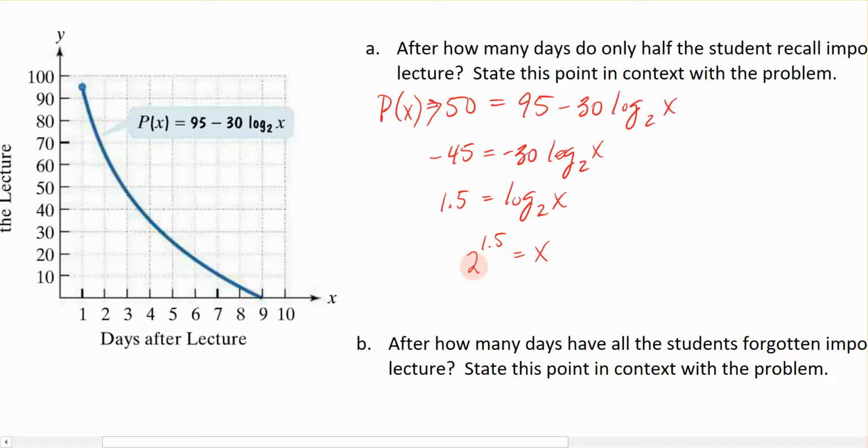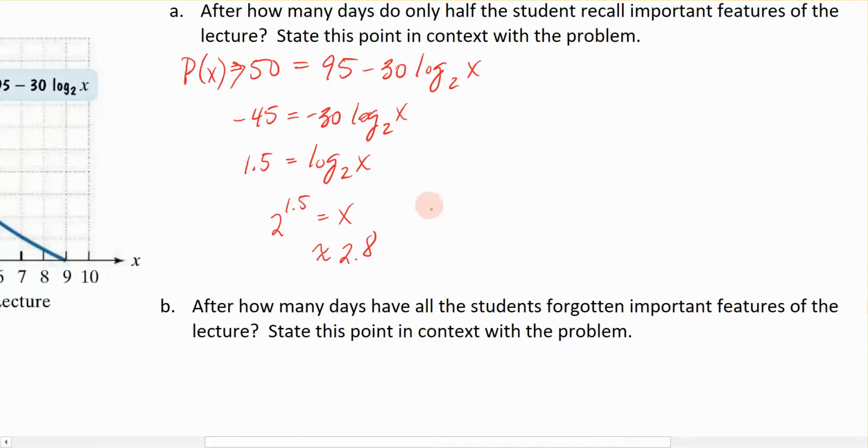So I can put 2 raised to the 1.5 in my calculator, and I find that that is approximately 2.8. Now what does that mean in context to our problem? What that says is that after only 2.8 days, 50% of the lecture is remembered. So it's less than 3 days after a lecture and students have already forgotten half of what they learned, which I think is kind of funny as a teacher.